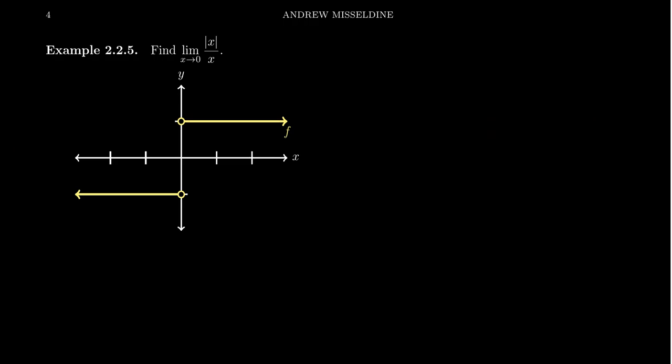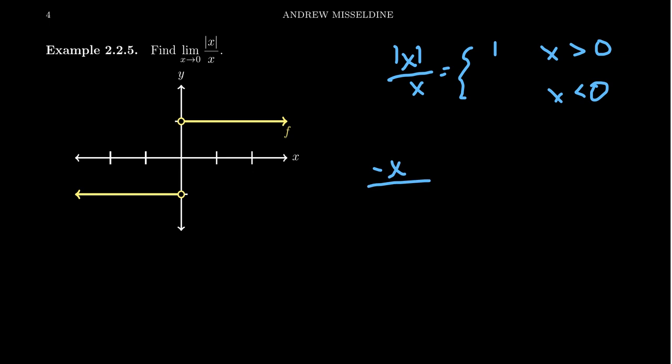Let's look at another example. When you look at this graph, this is the graph of the function absolute value of x over x, which I want you to think about for a second. If we treat this as a piecewise function, if x is greater than 0, if it's a positive number, you're going to get x over x, which simplifies to 1. And so the function is just going to equal 1. On the other hand, if x is less than 0, if you have a negative, the absolute value will make it positive. So you're going to get negative x on top, which is the opposite sign, and x on the bottom. It simplifies to negative 1.